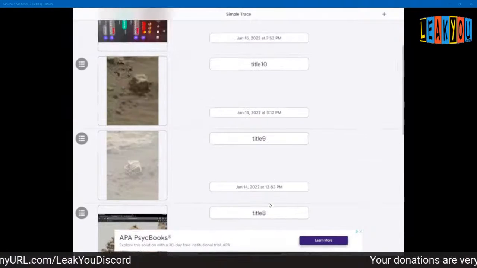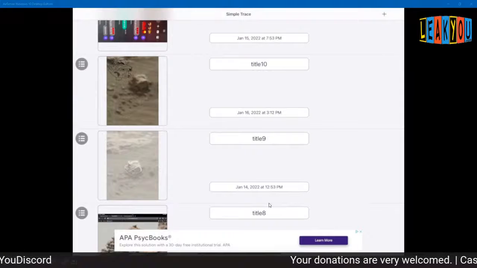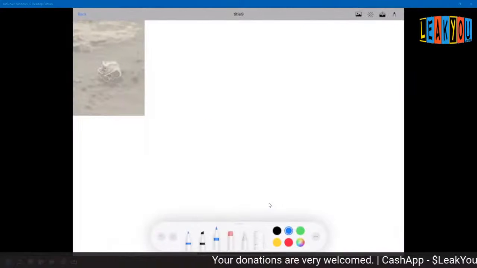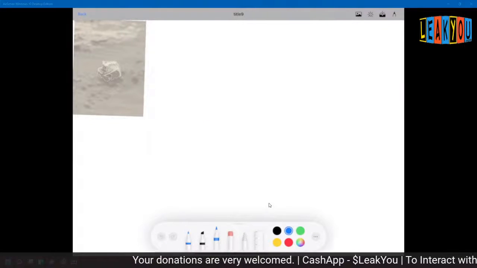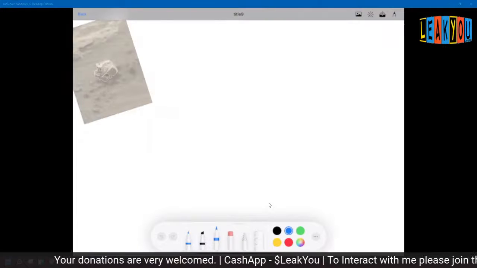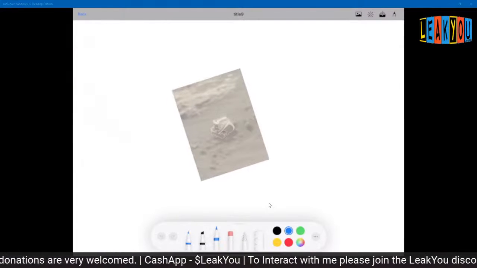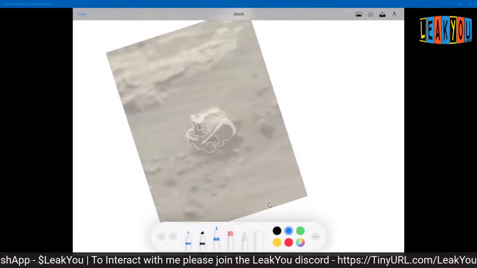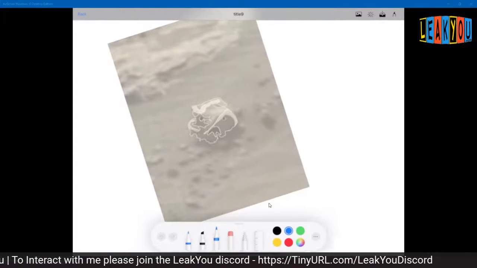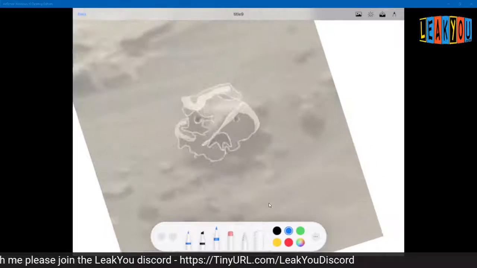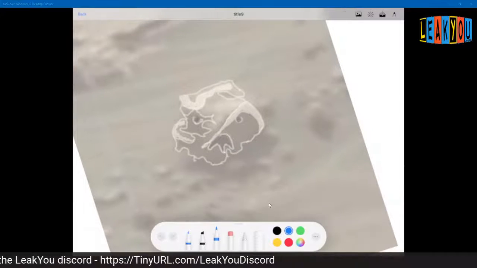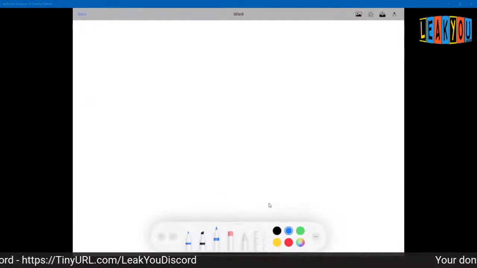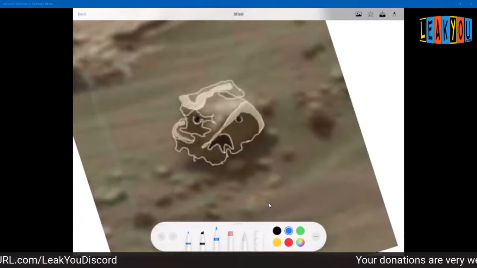Okay. Now, here is the second image, you guys, that I traced out. Okay. Let me show it to you. This is very similar to what these images seem to look like on Mars. Okay. Now, I drew this.